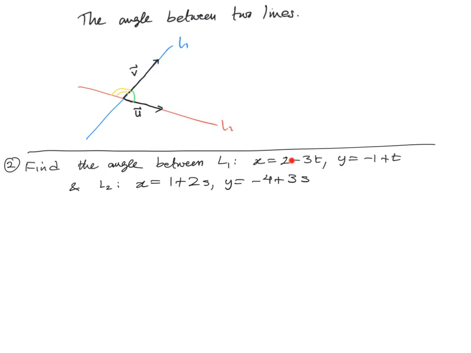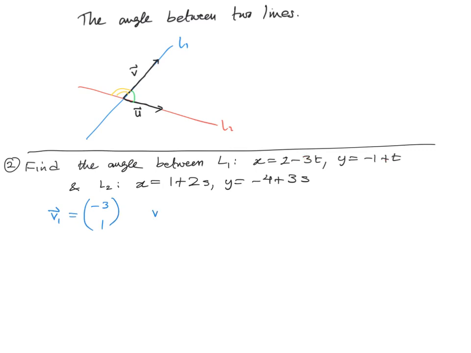Now, if I look at this set of parametric equations, remember if I write it into vector form, the 2 and the negative 1 would contribute to the initial point or the initial position vector, and then the negative 3 and the positive 1 would contribute to the direction vector. So let me call that vector v1, the direction vector for line 1. It's going to be negative 3 in the x direction and 1 in the y direction. Those are the coefficients there.